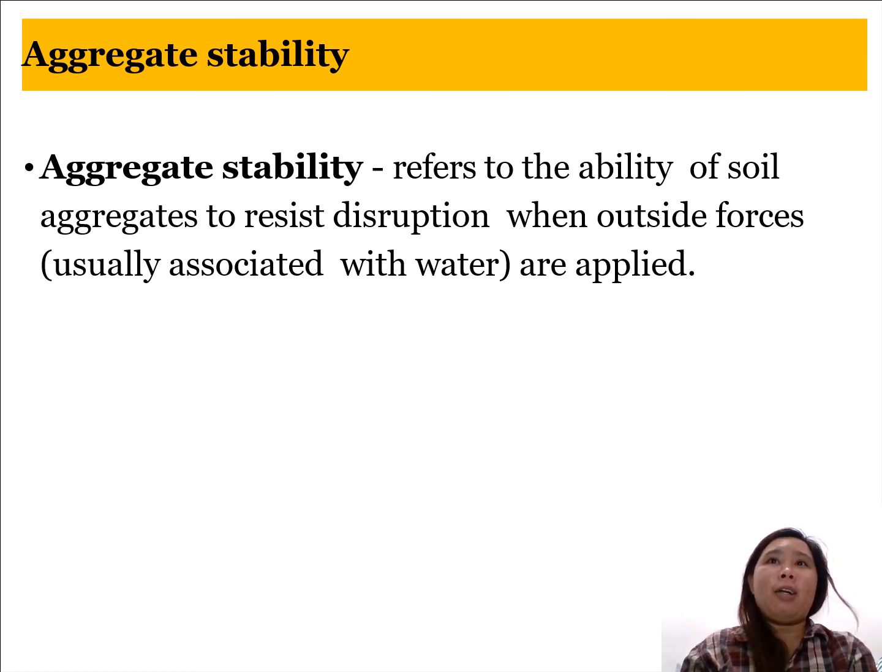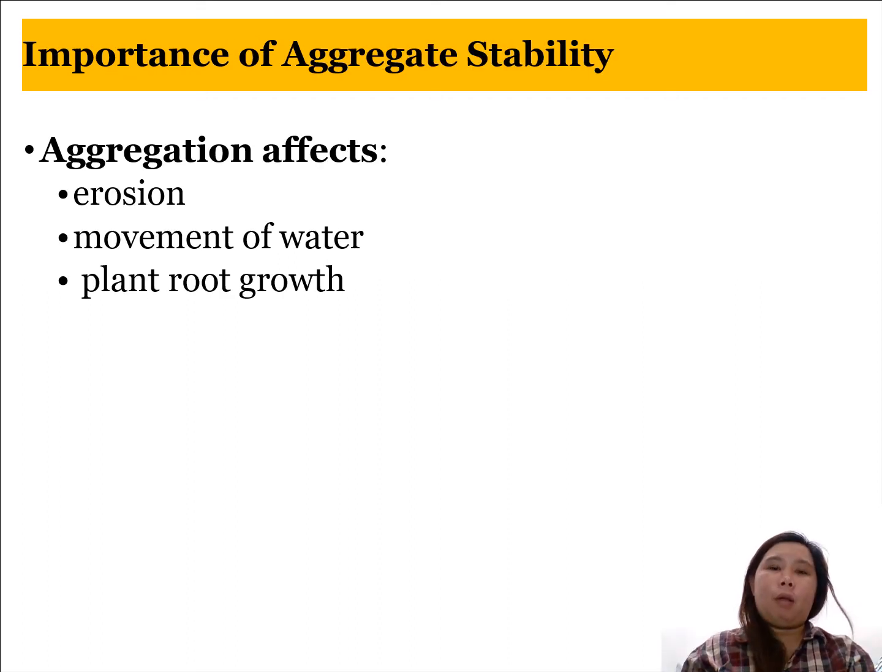And when you say aggregate stability, it refers to the ability of the soil aggregates to resist disruption when outside forces, usually associated with water, are applied. Now, why is aggregate stability important? Because it affects erosion. It affects the movement of water. It can also affect plant root growth.